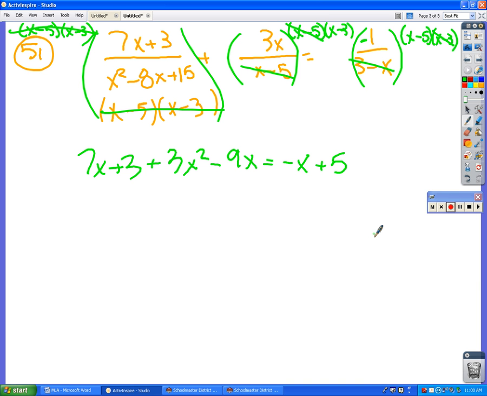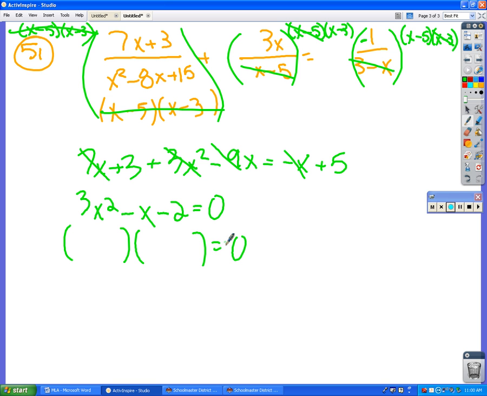So now we've got some issues. So I'm going to get everything over here on the left. So 3x squared, done with that. 7x minus 9x is negative 2x, but then I'm going to add x to both sides, which gives me negative x. So I did all the x's. And then 3 minus 5 is negative 2, and that equals 0. Okay? So you can quadratic formula that if you want. I'm going to try and factor it real quick. X minus 1 and X plus 1.